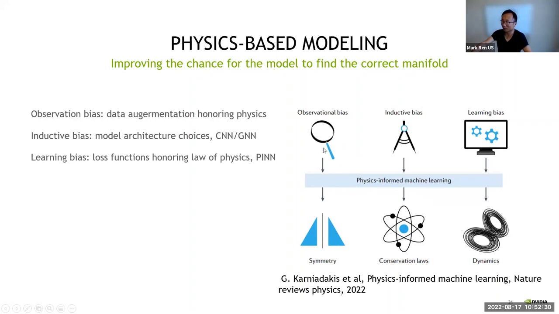You can do observation bias, basically using symmetries. If you know something has symmetry, then you make sure your data has symmetrical input. This is basically data augmentation. Or you can do inductive bias, which means your model has to resemble the actual physics. For example, a CNN, a convolutional neural network, has the inductive bias of local translation invariance or equivariance. And then you have learning bias. This is basically saying you have some cost functions you want to optimize, and you add the learning bias.